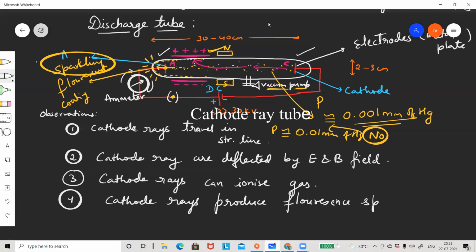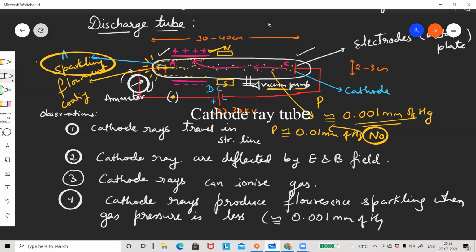What is it called? Sparkling or shine, when gas pressure or air pressure is less. Less means, I don't know whether the book writes it or not, approximately when gas pressure was 0.001 millimeter of mercury. So a few findings: the rays travel in a straight line.